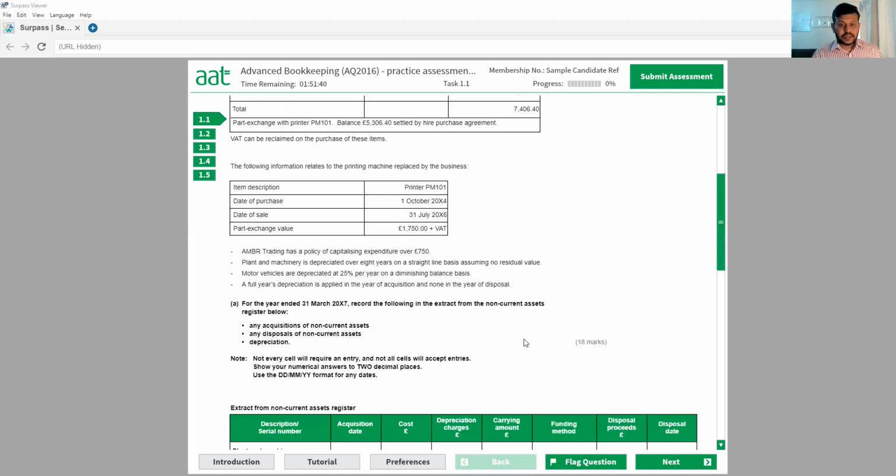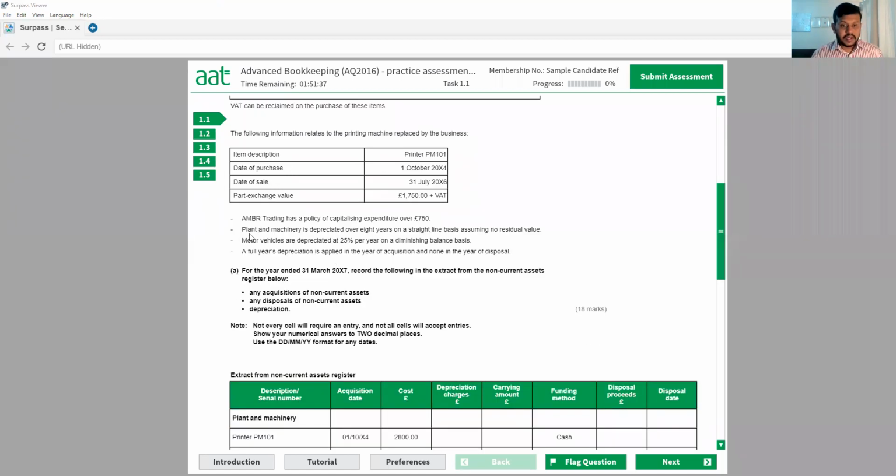All right. The next one we have here. Plant and machinery is depreciated over 8 years on a straight line basis, assuming no residual value. So we just need to divide the cost price by 8, and we don't have to do any calculation or any workings because the question says there is no residual value for that.